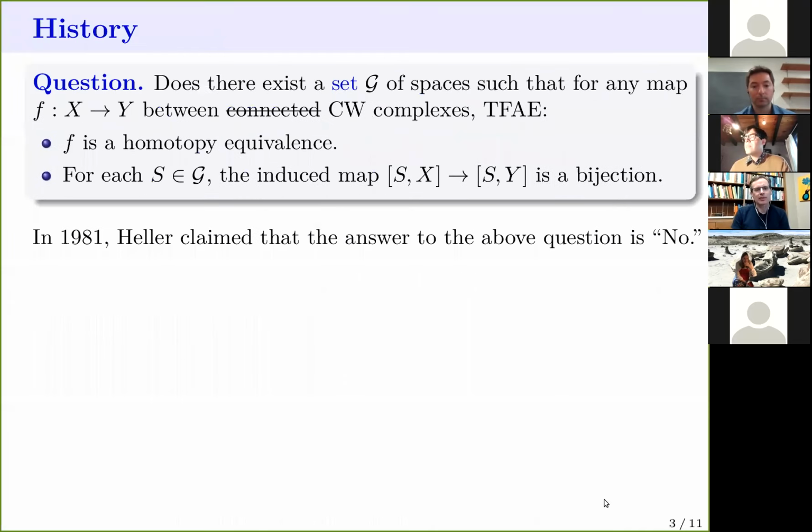So the history of this, actually before I say the history, I'm going to drop the word connected. The first observation is it doesn't change things. If you have a set that works for connected CW complexes, you can just throw in a single point as an extra test space, and that set will work for not necessarily connected CW complexes. And on the other hand, if you have a set that works for not necessarily connected CW complexes, you can take the components of the spaces in that set. So it'll be convenient to drop this word. It doesn't really change the question.